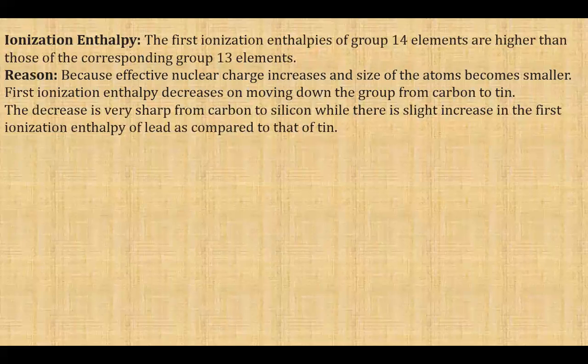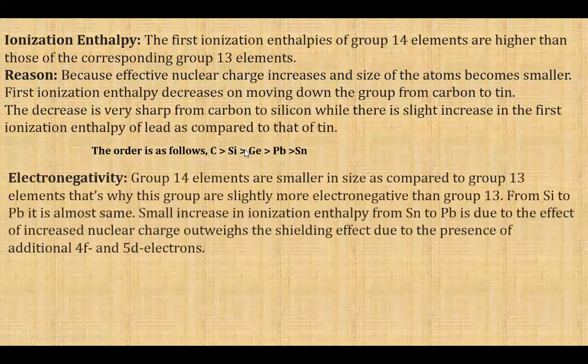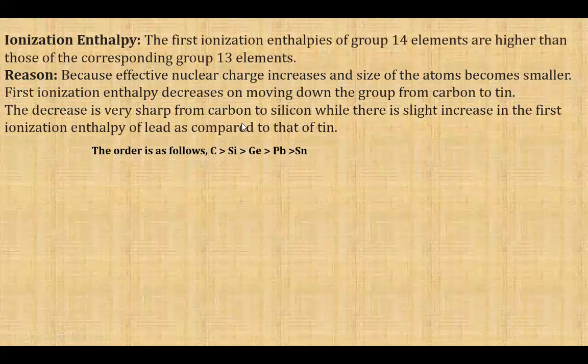So that is the order of ionization enthalpy: carbon greater than silicon, greater than germanium, greater than lead, and greater than tin. So lead and tin, Pb and Sn. You need to remember this. Remember the order of ionization enthalpy in group 14: carbon, silicon, germanium, then tin and lead. That is, lead and tin. Are you noticing? Or instead you can write Sn greater than Pb. That is also the correct order.